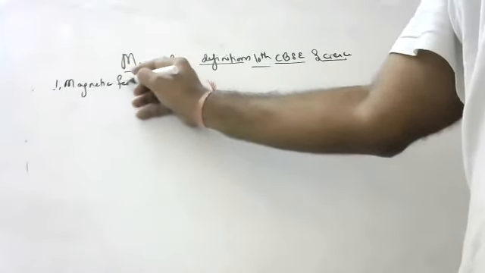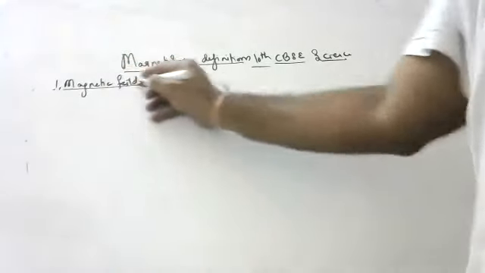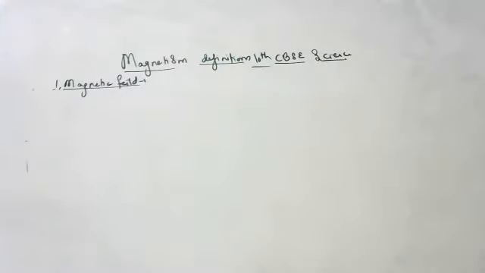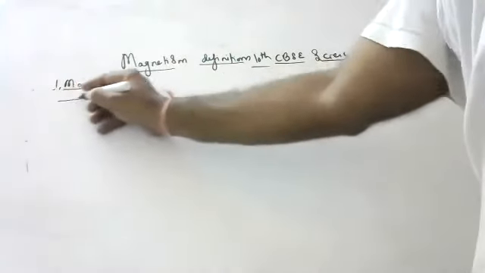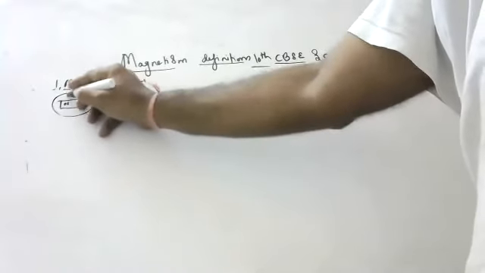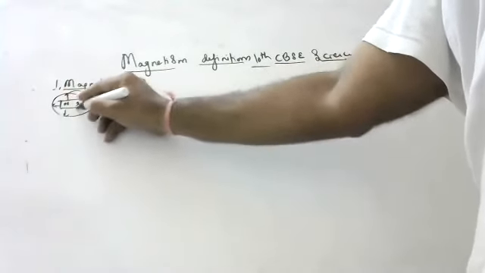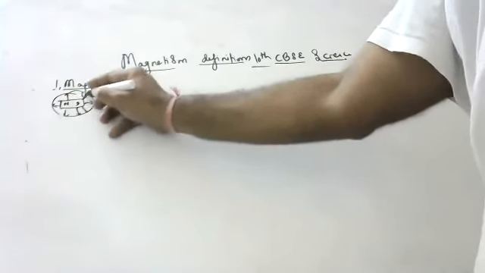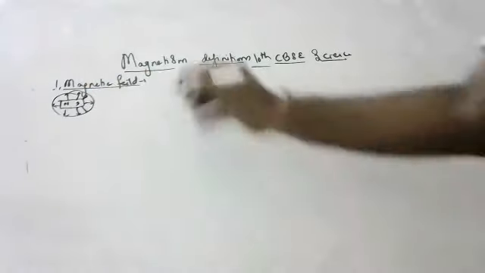Magnetic field. What is magnetic field, children? Magnetic field means the space around the magnet. In exam, if question comes, please draw like this, children. It is the space around the magnet in which its influence can be felt.